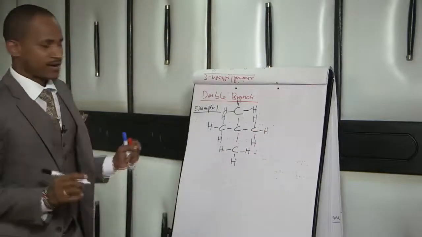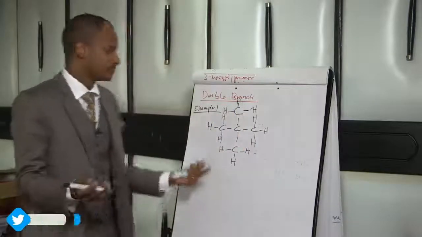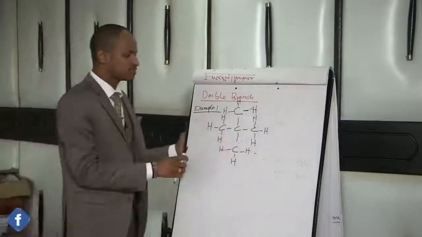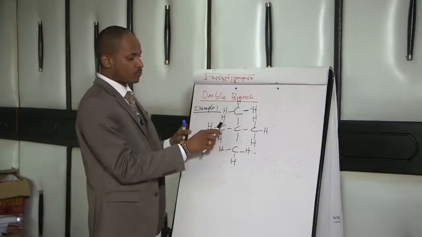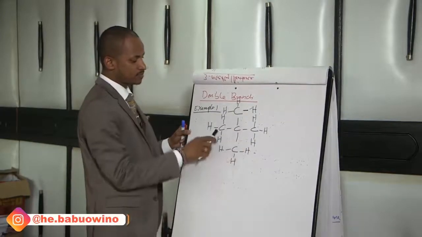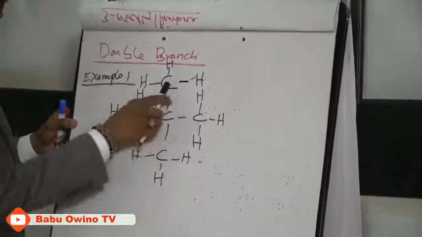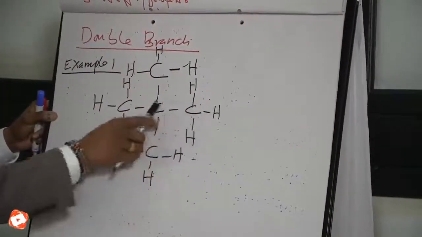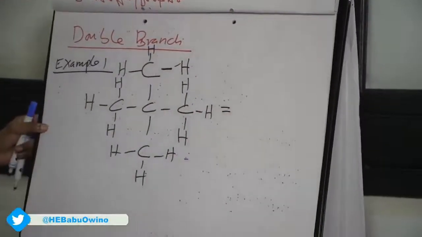Step number 1, class, identify the longest continuous carbon chain. Simple. From here, the longest continuous carbon chain we have, be keen: I start from here, 1, 2, 3. I've started horizontally. Then I come this way, 1, 2, 3, or I go this way, 1, 2, 3. So we all agree that it has 3 carbon atoms.